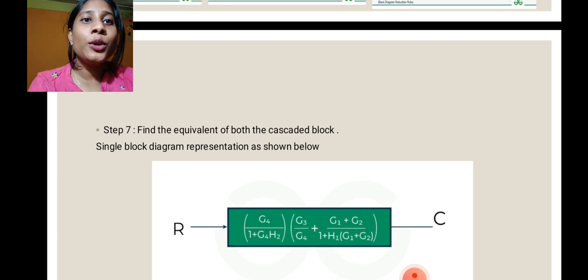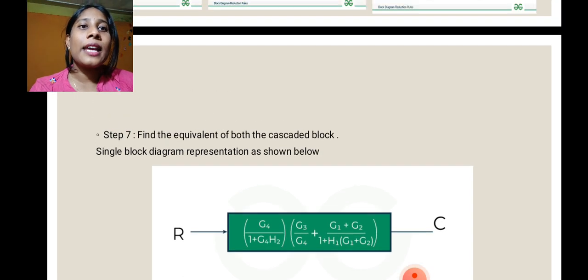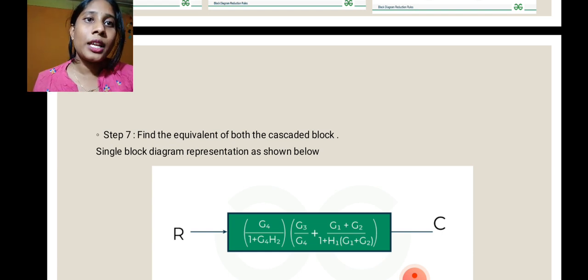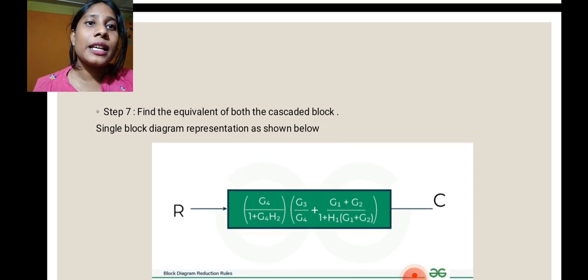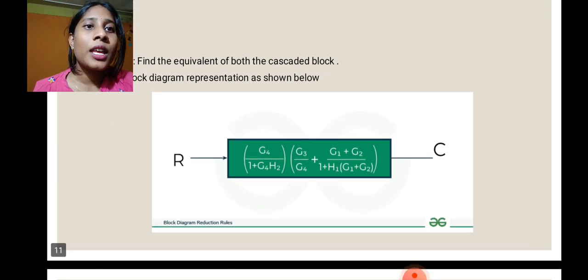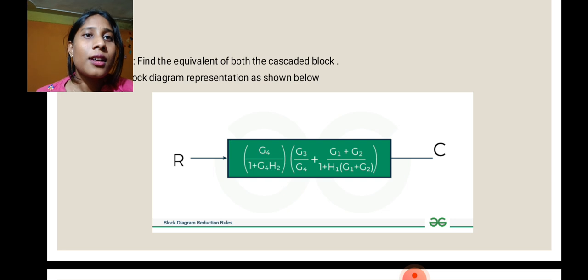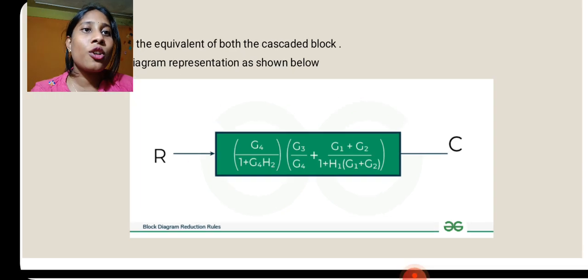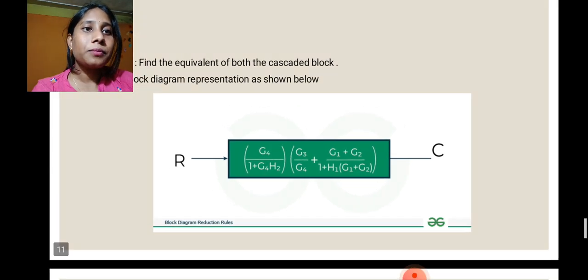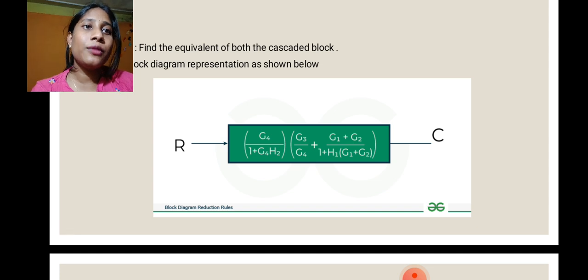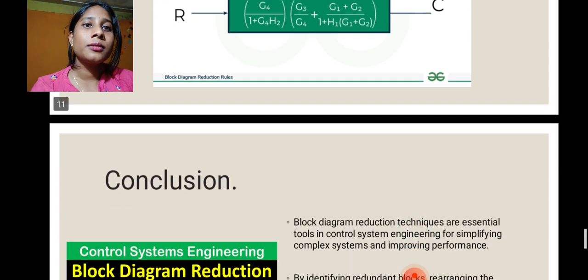After the equivalence of both the cascade blocks, a single block diagram is represented as you can see. When we do the equivalence on both of the cascade blocks, it will become a single representation, as you can see here. This became the single representation of blocks. This is an example for the block diagram reduction.